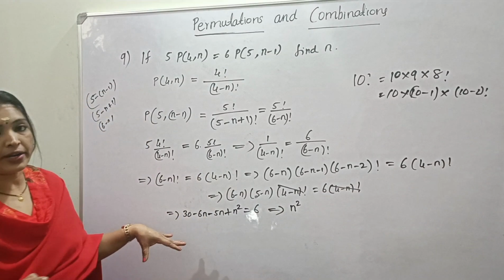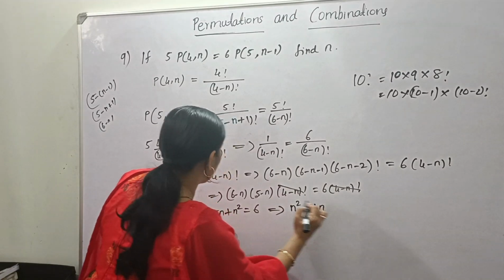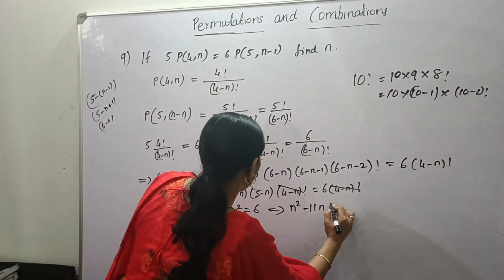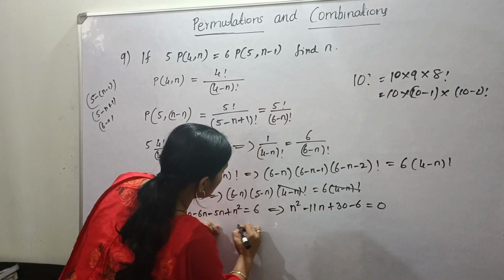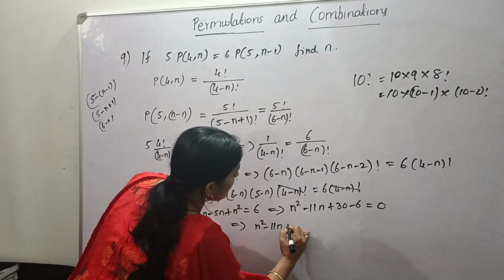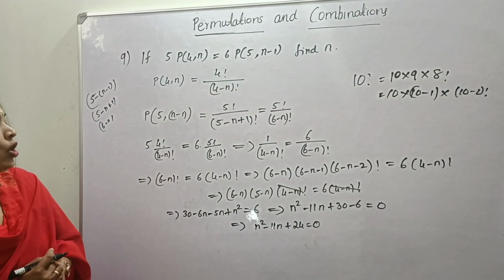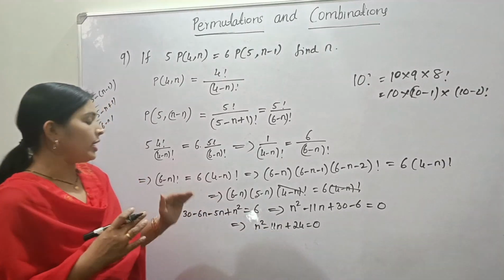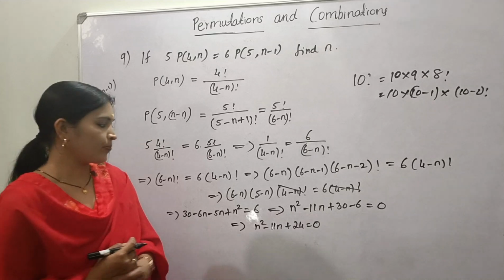See here we will get a quadratic equation, n square minus 11n plus 30 minus 6, that is equal to 0. That implies n square minus 11n plus 24 is equal to 0. So here we have got a quadratic equation n square minus 11n plus 24 is equal to 0.